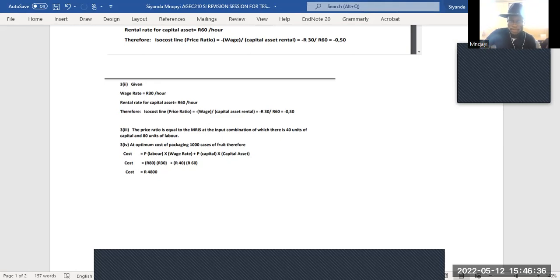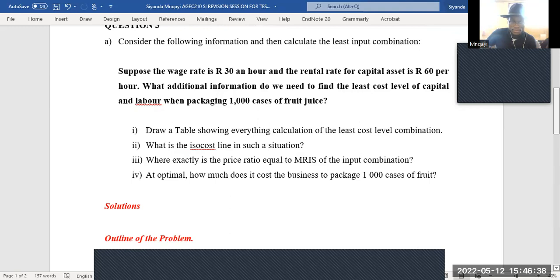So let's look at the question. It asks what is the isocost line in such a situation, right? I've answered that question for you. Now it says, where exactly is the price ratio equal to the MRIS of the input combination? We've also answered that question, where that price ratio we've calculated is equal to the marginal rate of input substitution of the input combination. And I've given you the information based on that.